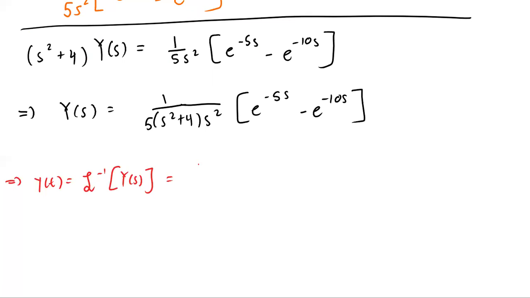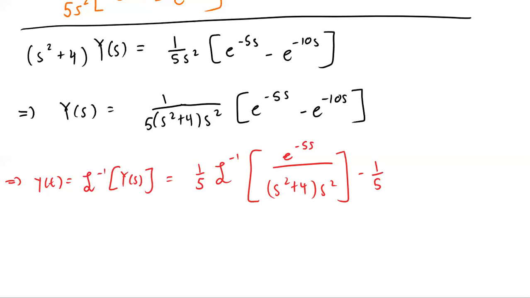a 1/5 coming out. Let me make that more like a 5, not an s. 1/5 times the Laplace inverse of e to the negative 5s in the numerator over s squared times s squared plus 4 in the denominator, minus 1/5 times the Laplace inverse of e to the negative 10s over the same denominator, s squared times s squared plus 4. Then what's the goal? It's just to find the Laplace inverse of both terms.